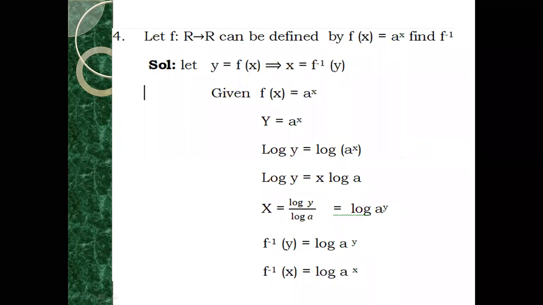Okay. By the change of base formula, we write this function as log of y to the base a. Okay, so x is equal to log a of y. So here we substitute the x value: f inverse of y is equal to log a of y.